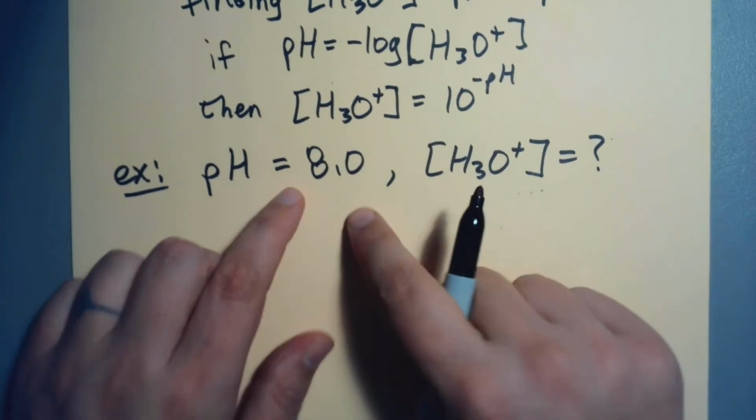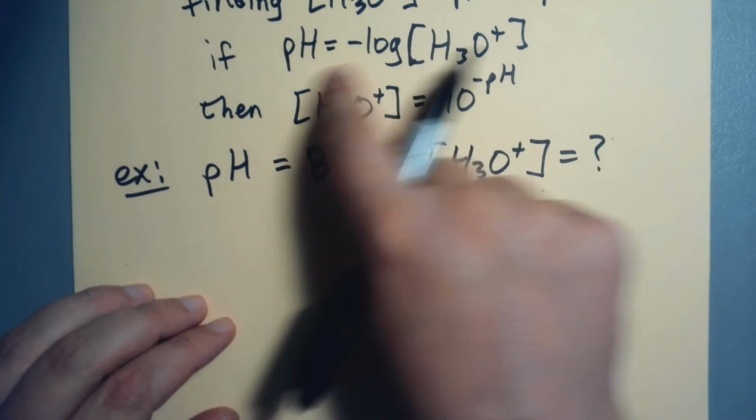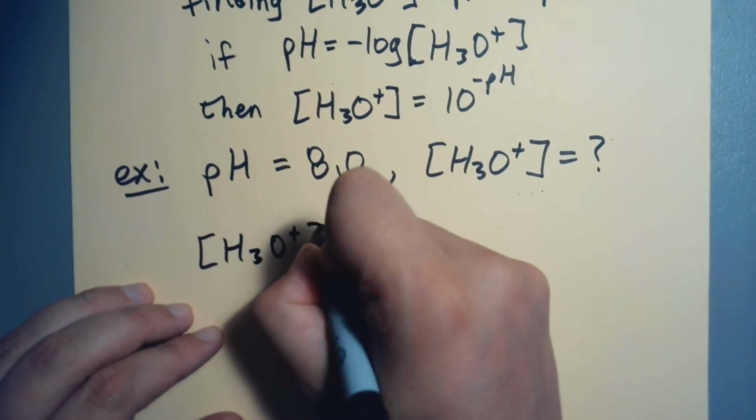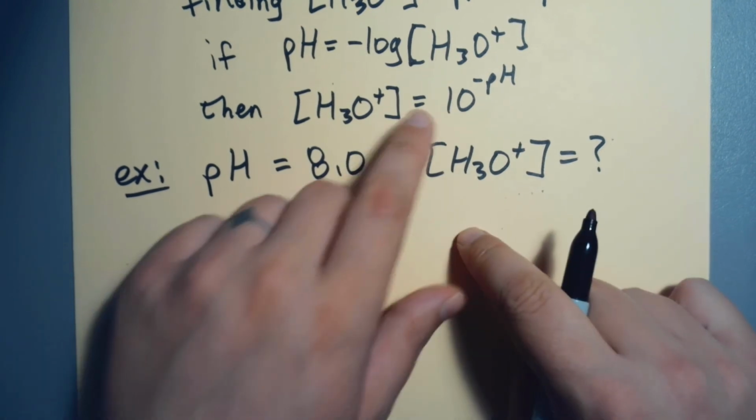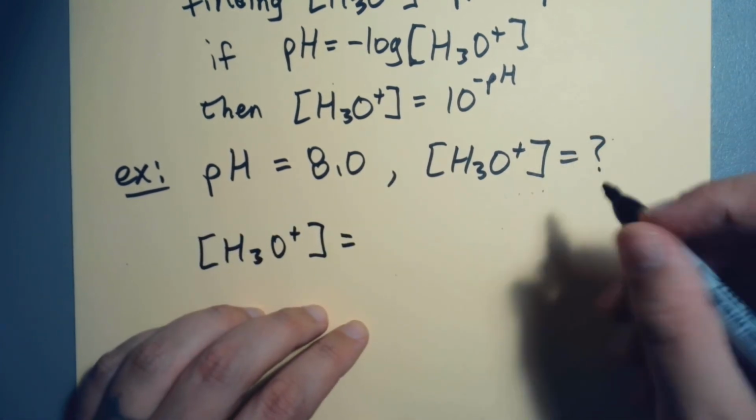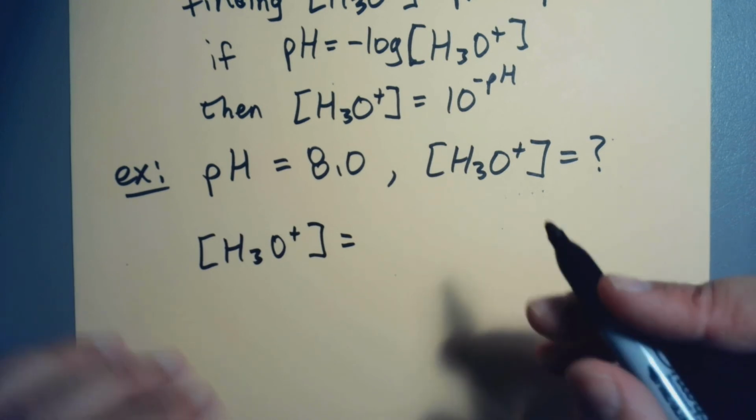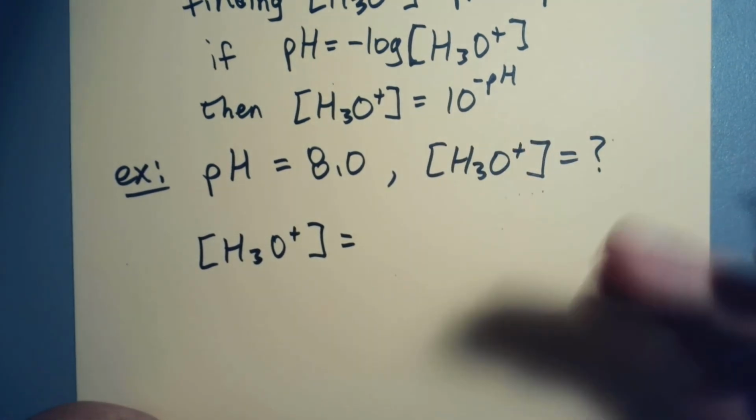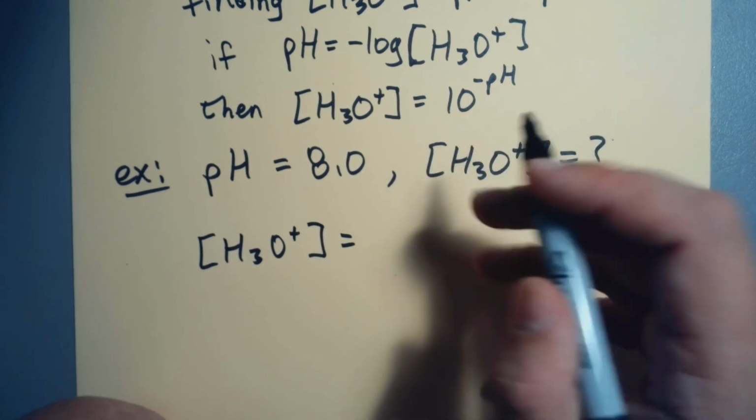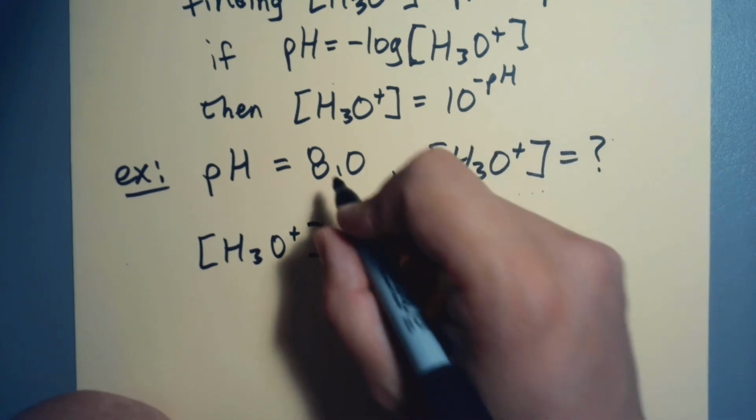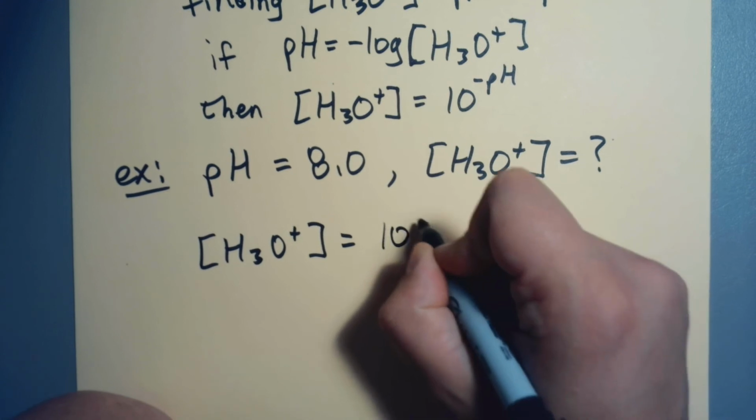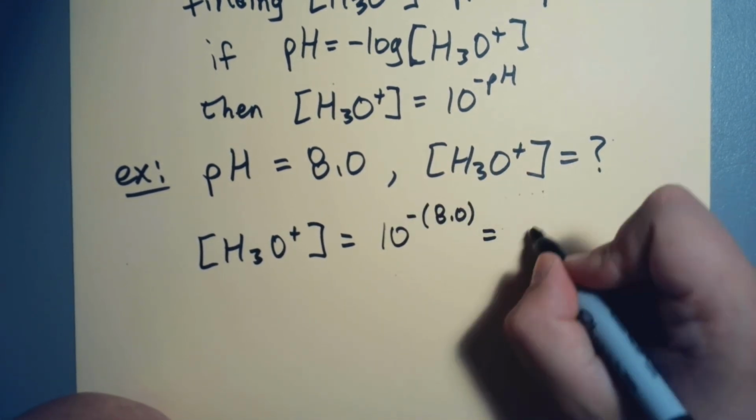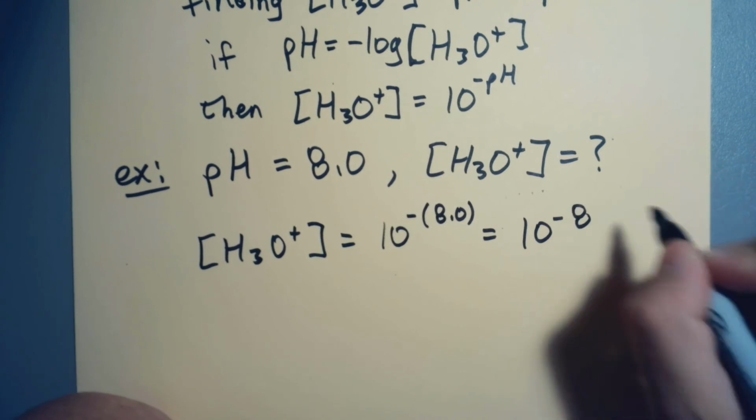Alright, so I know my pH. Guess what I do? I just use this formula. And I just go, oh, okay, well, my H3O+ concentration. There's going to be a button on your calculator, by the way, that's going to look like 10 to the x, probably. That's how you input this. Or you go 10 caret. The calculators do it different ways, but know how to do exponents. So if my pH is 8, then I have 10 to the negative 8.0, and guess what that is? That's just 10 to the negative 8.